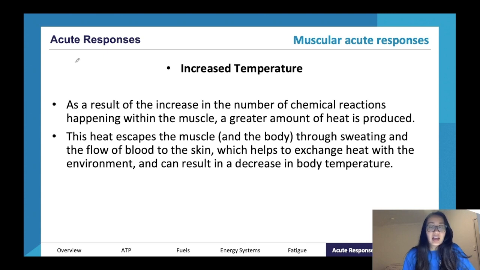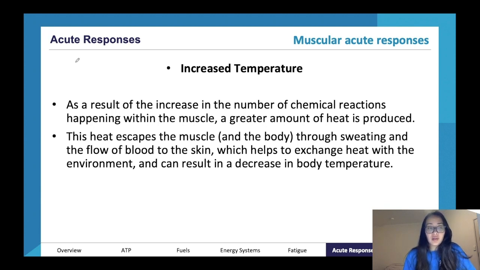What happens is that as a result of the increase in number of chemical reactions happening within the muscle, we actually produce a lot more heat. And so the heat escapes the muscles and the body through sweating and the flow of blood to the skin, and this actually helps to exchange heat with the environment. It can result in a decrease in body temperature, okay?